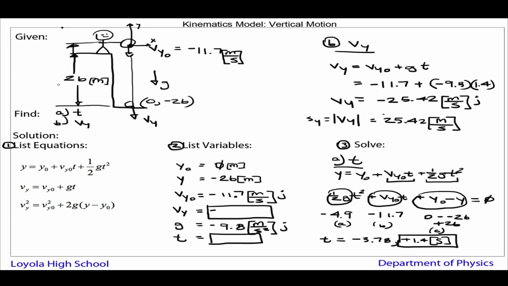We have a diagram where we list quantities that we know. We list what we need to find. We have these equations here. Okay, make sure we list them in this order. We have the variables in this order. Okay, and then we have the solve, where we found time and the velocity. So, simple example of a kinematics model in the vertical direction.